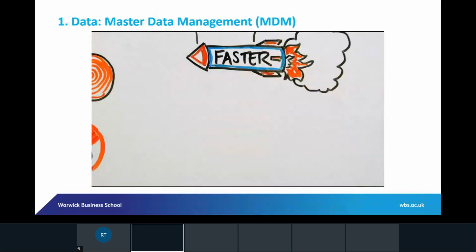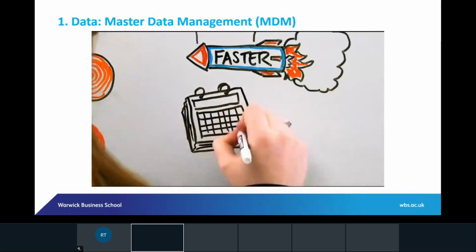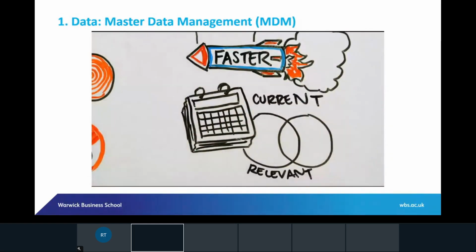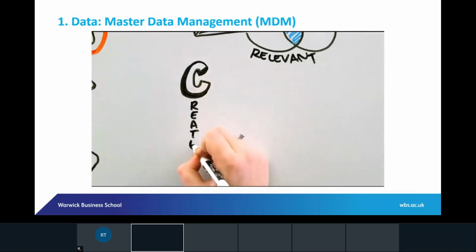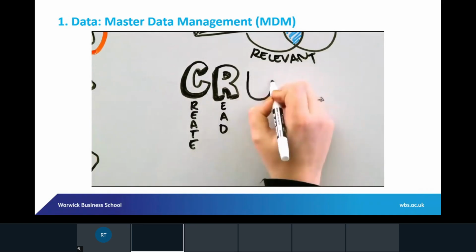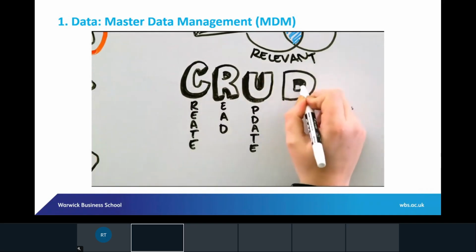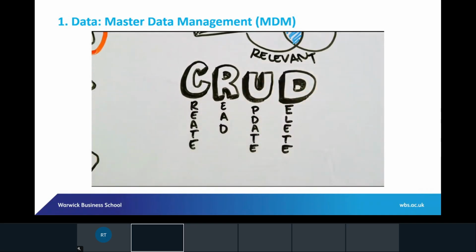As with any data set, it is important that our master data is kept current and relevant. The life cycle of managing master data involves creating it, the ability to read it, updating it, and deleting it when it is no longer needed. It takes CRUD to keep track of all of our master data.